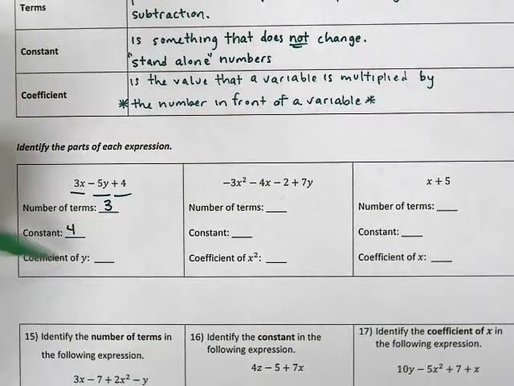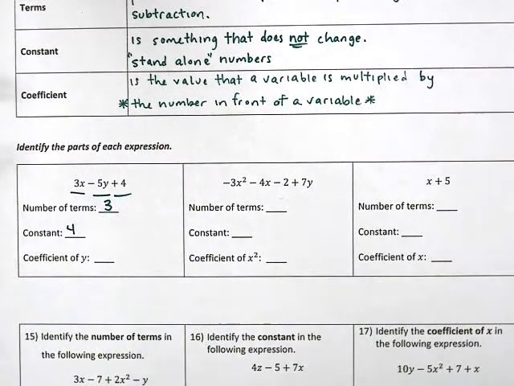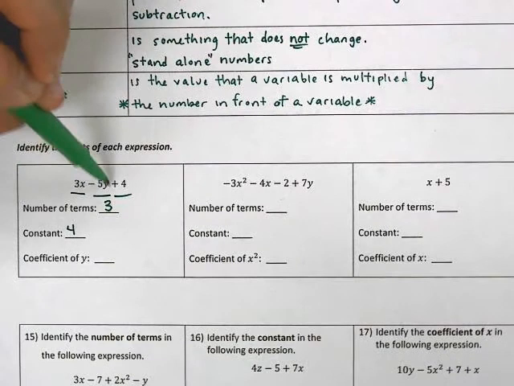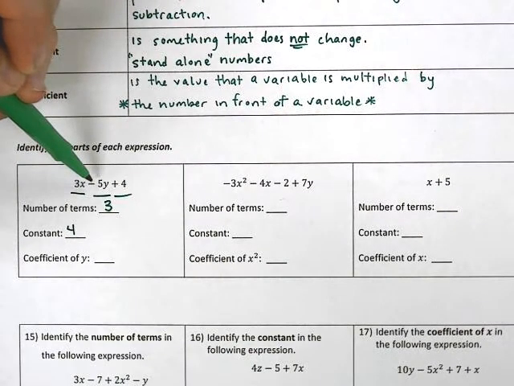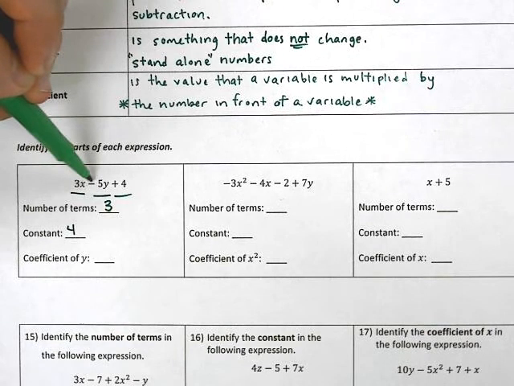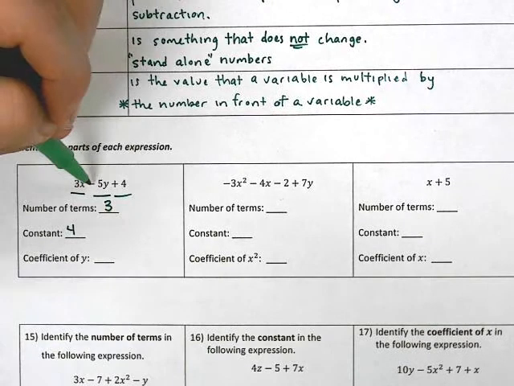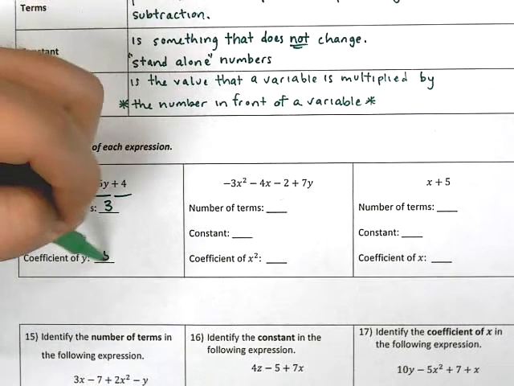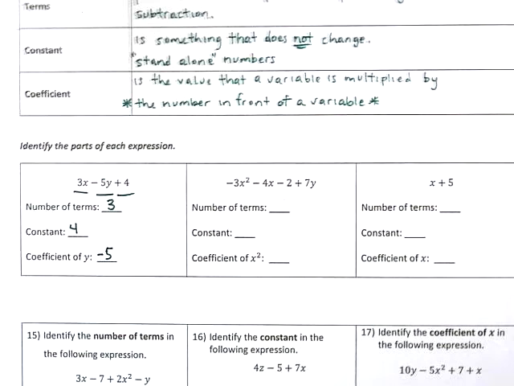Now the coefficient of y, remember, it's the value that a variable is multiplied by. Please make sure you understand that the coefficient is always just the number in front of the variable in question. So because we're talking about y, we need to look right here, and we need to very carefully understand that we need to keep the sign with the value or with the number. So because it is -5y, we're going to say that the coefficient of y is -5. Okay?